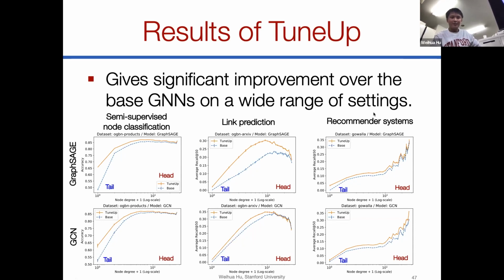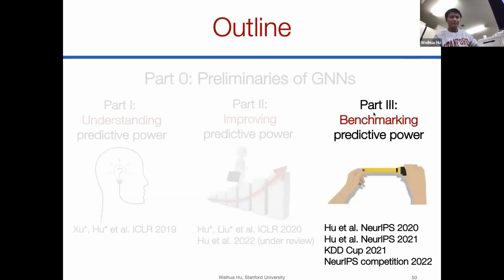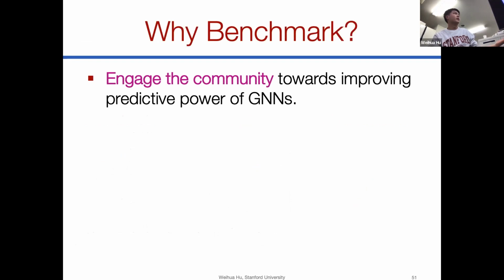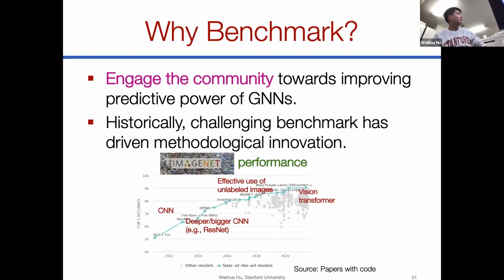And I think I need to run through the rest of the presentation really quickly. So, part 3. So far we have talked about understanding and improving the performance of the GNN. Finally, I'm going to develop the benchmark datasets for measuring the performance of graph neural networks. So why do we need the benchmark? Because we want to engage the community towards improving the performance of graph neural networks.